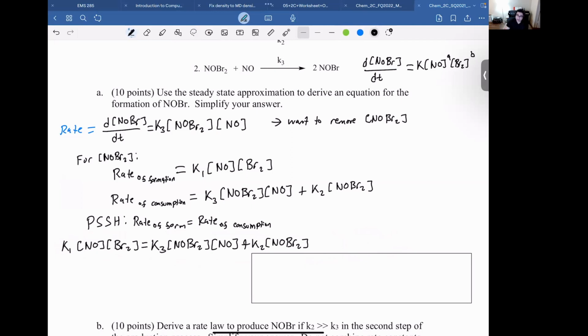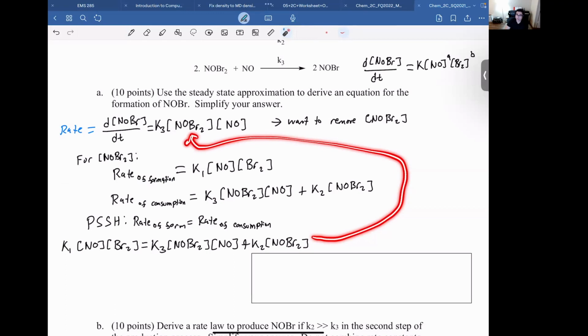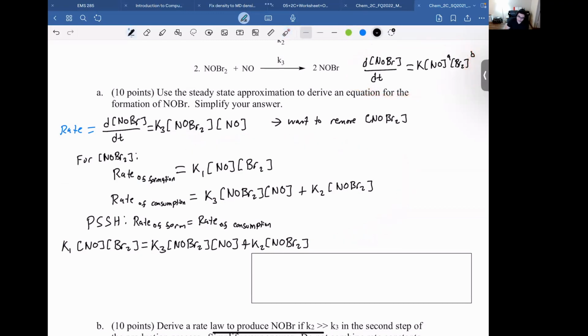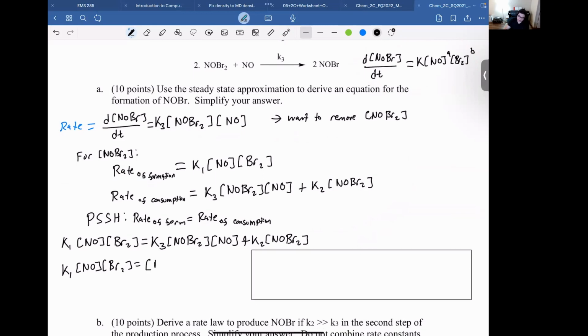That means I can take my NOBr2, whatever I solve it to be, and plug it back in here because I didn't like it. It does not look like the overall rate law that I want. I want to get rid of NOBr2. So solving for NOBr2 here, now it's just a whole bunch of algebra. I know it doesn't look like it, but at its heart, you are just pulling things out, factoring things and stuff like that. So I will go slow here. I factor out the NOBr2 from both terms on the right.